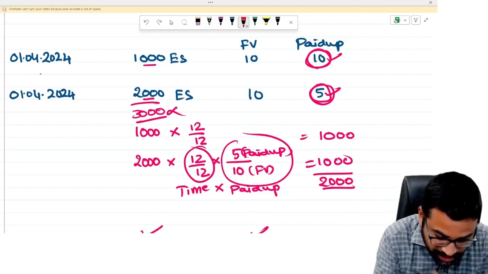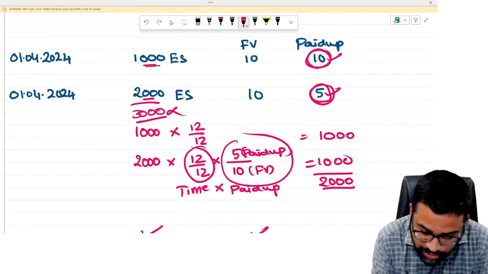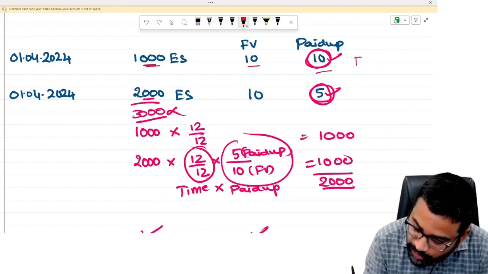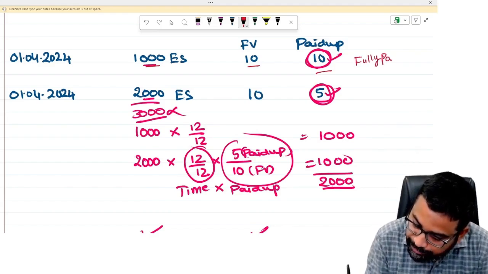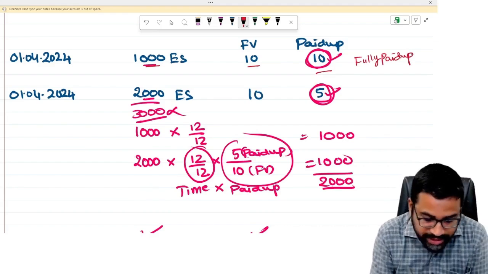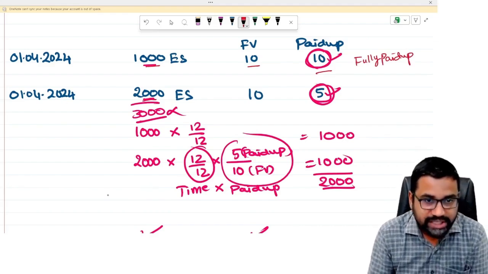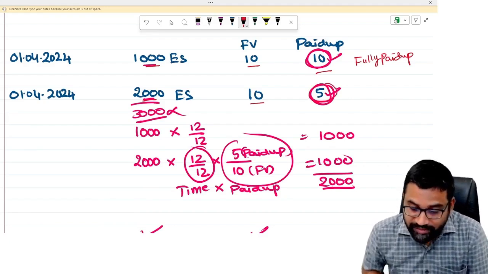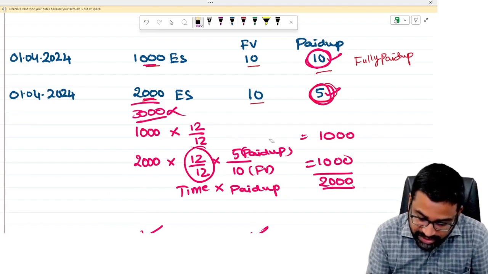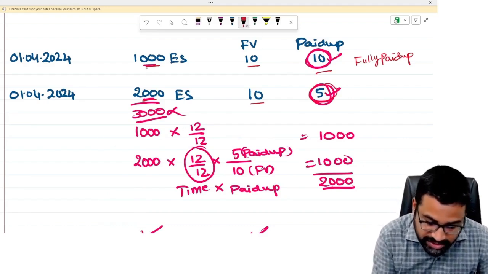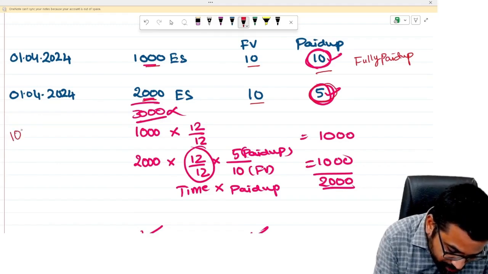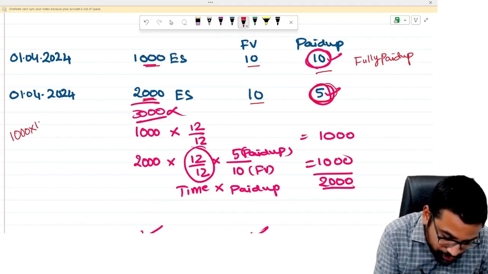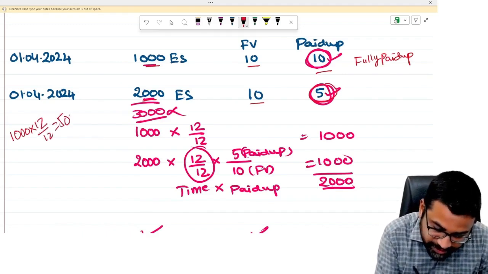For example, in the beginning, on 1/4/2024, 1,000 equity shares are there, face value 10, and paid also 10. That means this is fully paid up. Now, how do we ascertain the weighted average number of shares? Suppose opening 1,000 equity shares into time weight factor. It is there from the beginning, so into 12 by 12, you consider 1,000.